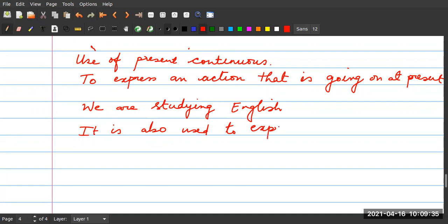Have you written the notes in your fair copy? Yes, ma'am. So all the structures, uses, whatever I gave yesterday, you maintain a copy.